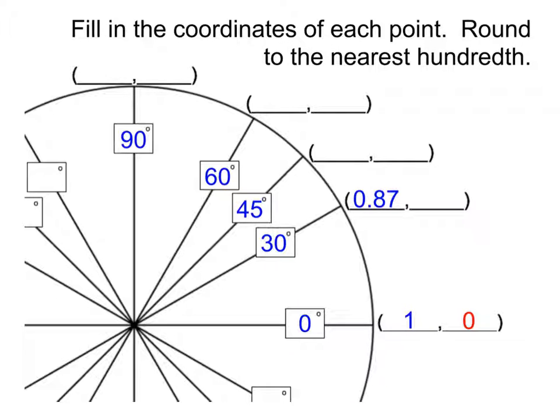Alright, so we got 0.87 for our x-coordinate. Now I need my y-coordinate. Okay, what do we use to find y? Sine. Every time. It is sine to find the y-coordinate.